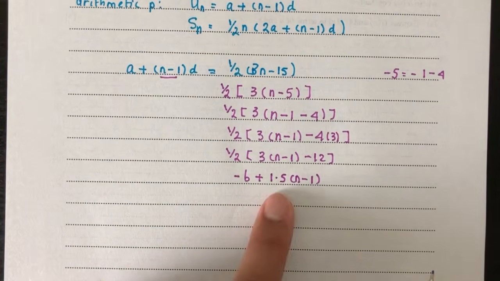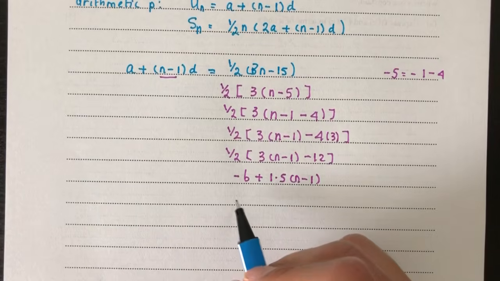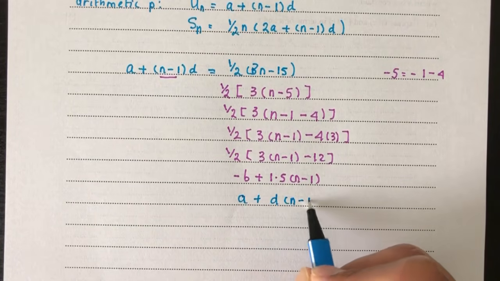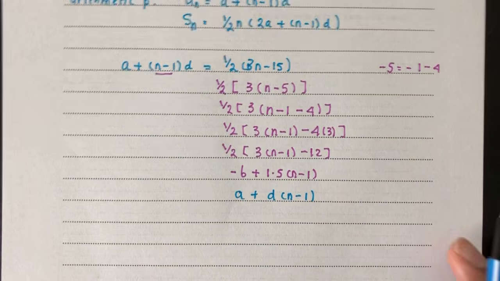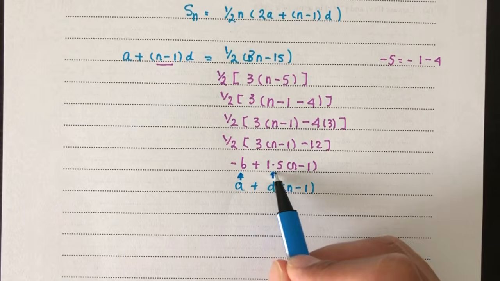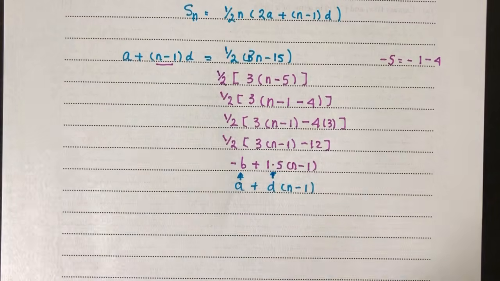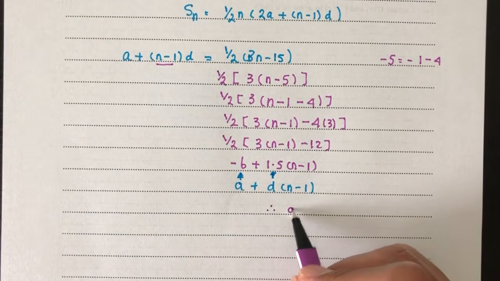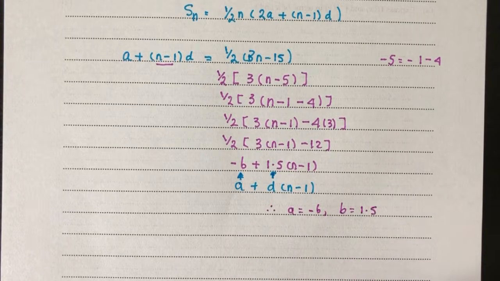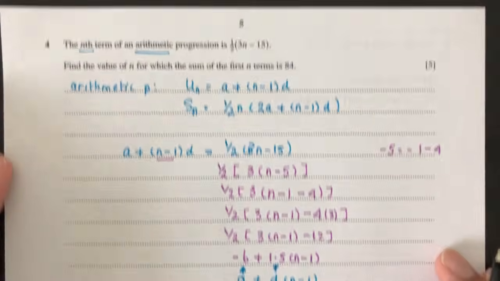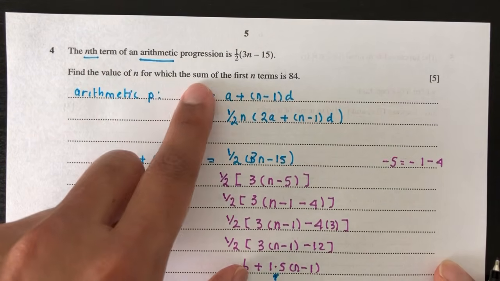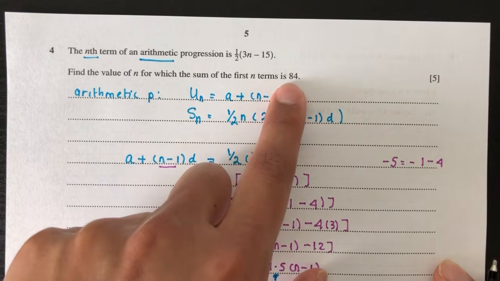So now if you compare this with this, you will see that a plus d n minus 1. So from this you can clearly see that the value of a is equal to minus 6 and the value of d is equal to 1.5. So here you say therefore a will be minus 6 and d will be 1.5. So now the question is to find the value of n for which the sum of the first n term is 84.